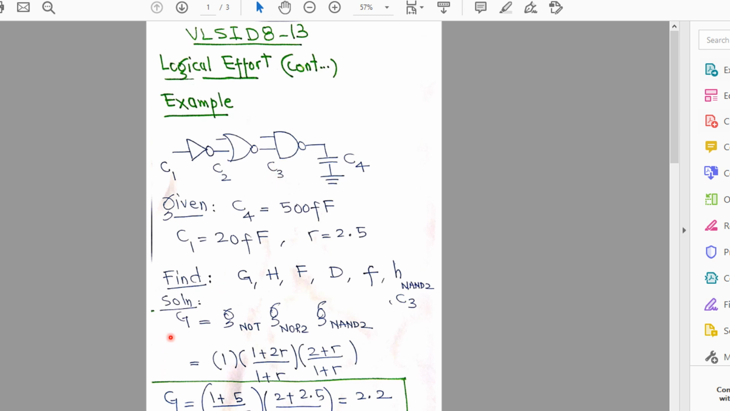But the chain logical effort is the product of individual logical efforts. We have already studied for a NOT with standard values, this is 1. For NOR 2, the expression is this. For NAND 2, this is the expression.